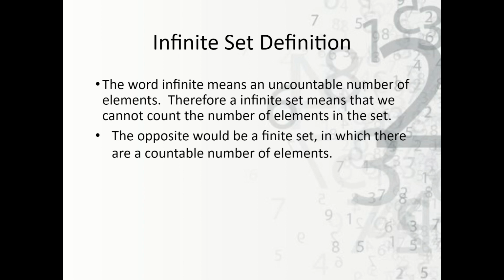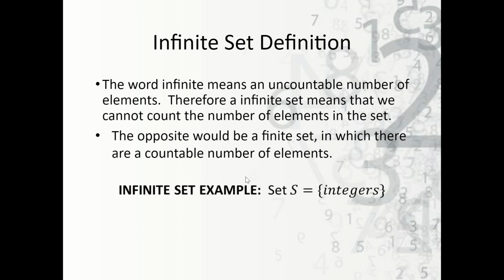So let's say I wanted the natural numbers between 1 and 10. Well, that goes 1, 2, 3, 4, 5, 6, 7, 8, 9, 10 and stops. And we can't keep going. So that would be a finite set. An example of an infinite set would be the set of integers. There's no limit to the number of integers we can count.